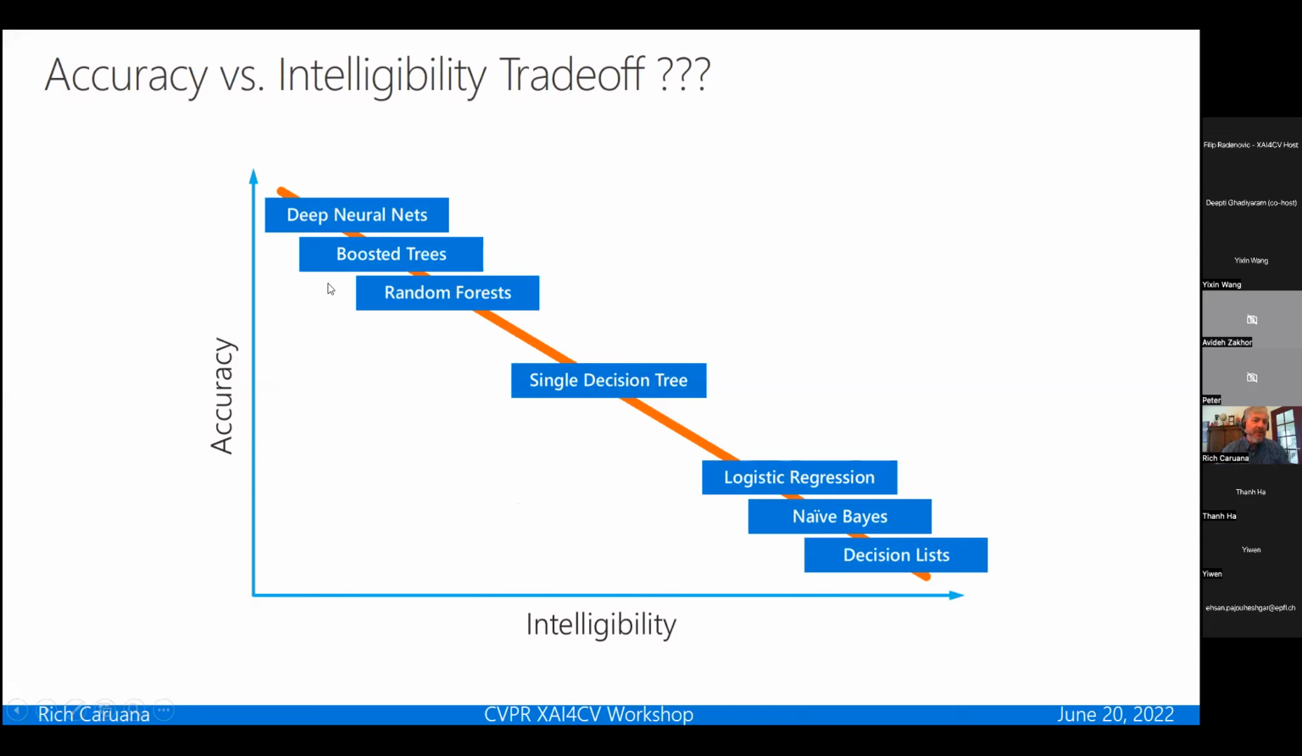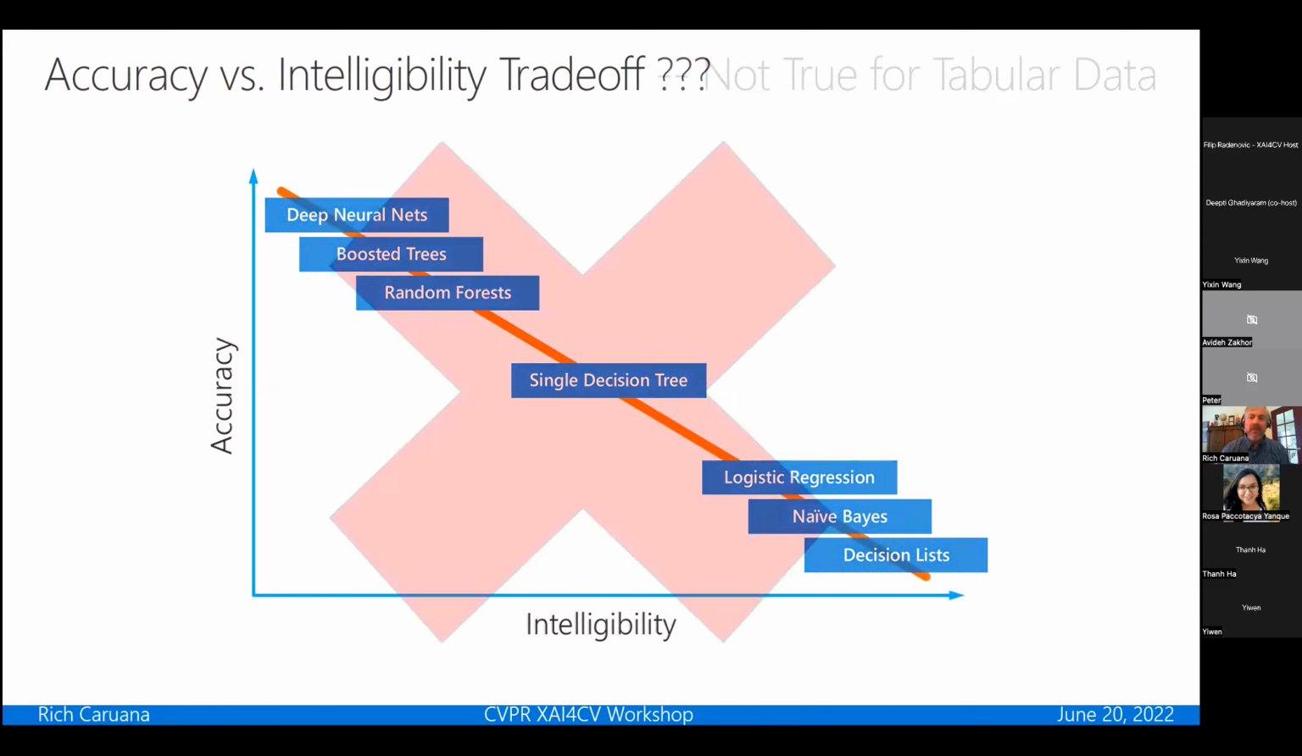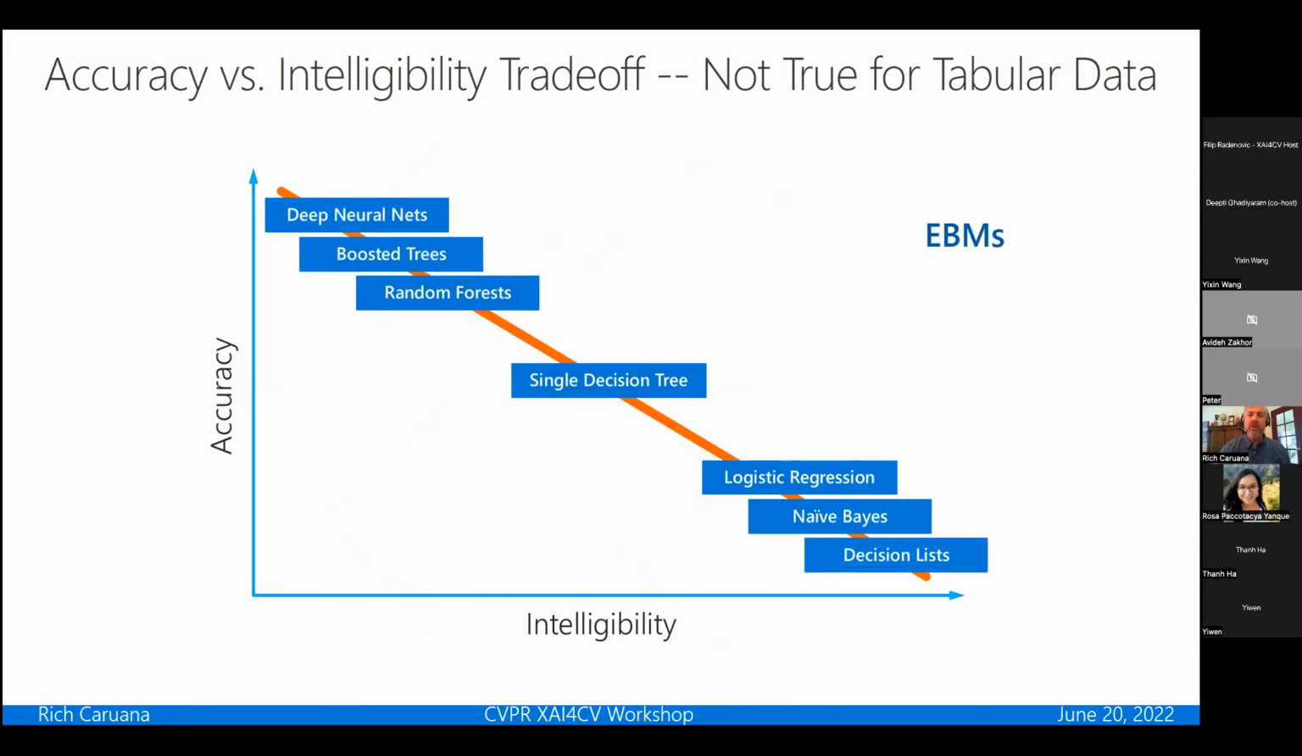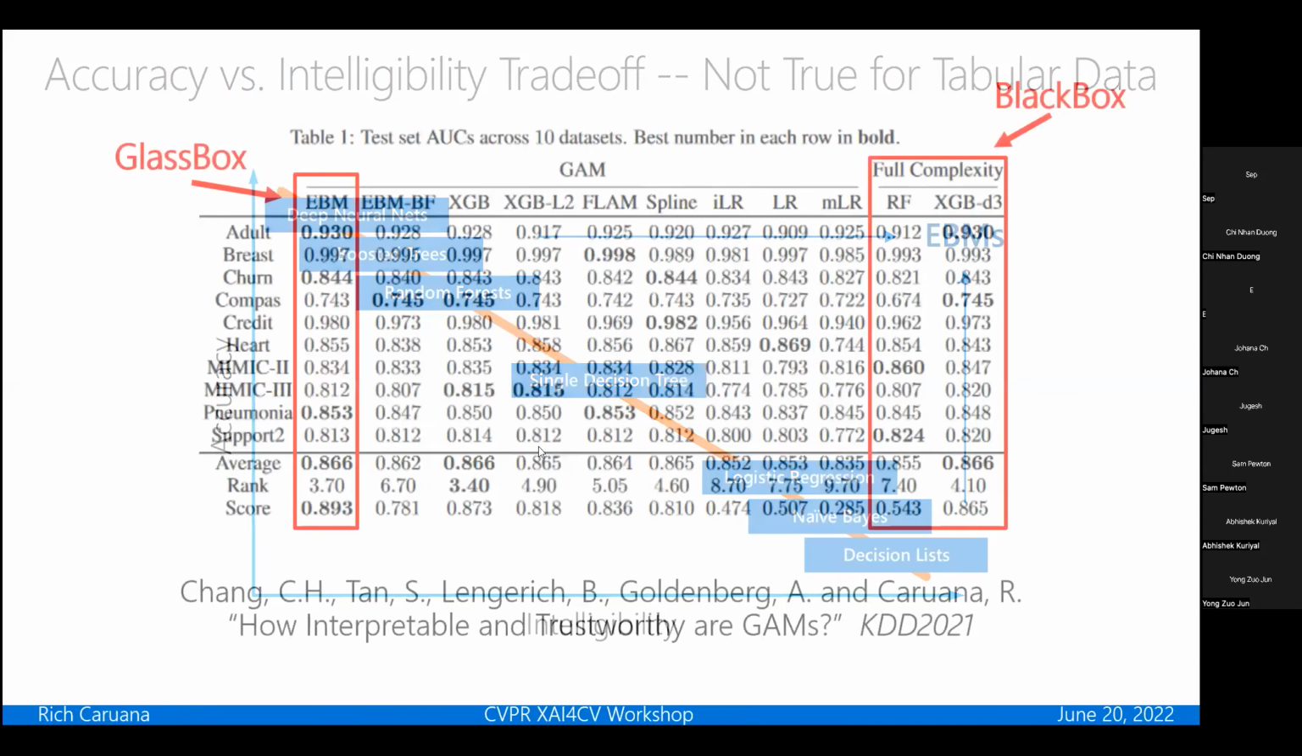Before I do that, you might have heard that there's this accuracy and intelligibility trade-off. The most accurate things like deep neural nets are black boxes, and the things that are more interpretable, like logistic regression, are not very accurate. For tabular data, this is just no longer true. It turns out that we now have a method, these explainable boosting machines, which is just as accurate on tabular data as things like deep neural nets, boosted trees, and random forests, but it's even more interpretable than Glassbox methods like linear and logistic regression. So I'm going to tell you a bit about those things, how we train these generalized additive models.